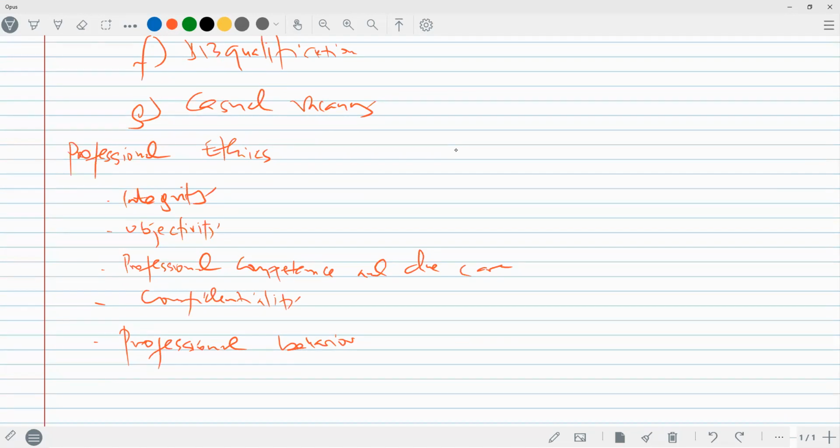Integrity: you're meant to be honest and straightforward in all your business dealings. Objectivity: you're not going to have any conflict of interest or any bias coming in when it comes to forming the final opinion. Professional competence: you first need to acquire the necessary knowledge.